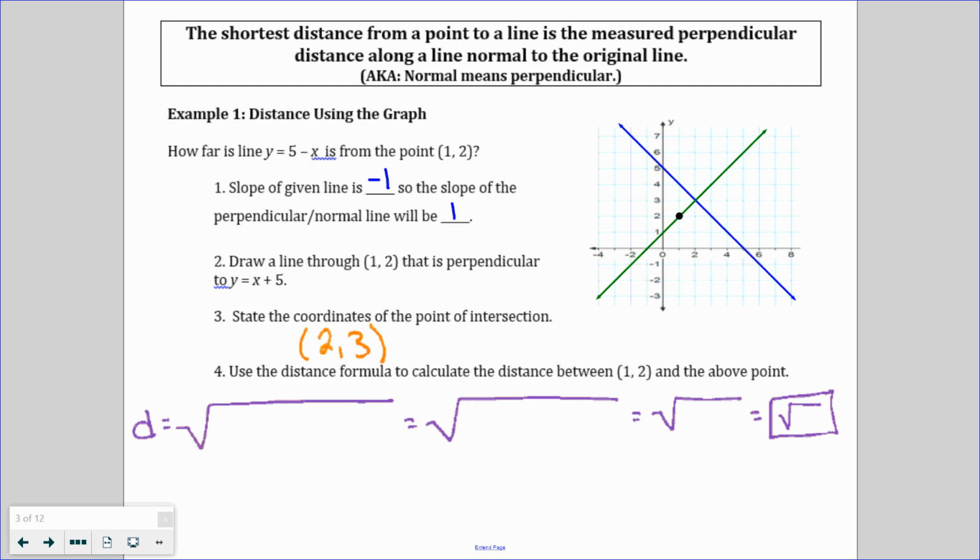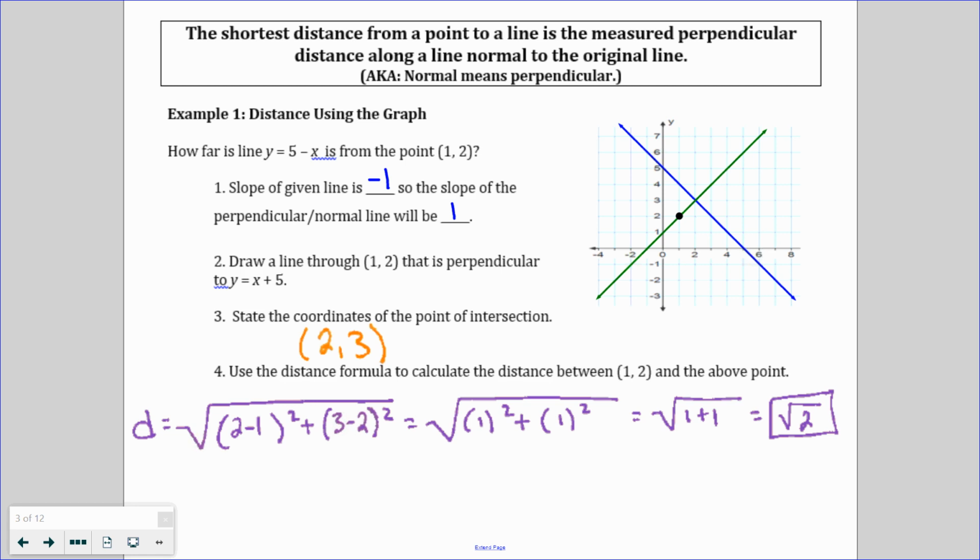Okay, so what we're trying to do is find the distance from the point to the given blue line. I drew the perpendicular line through that given point and found that the two lines intersect at the point (2, 3). So now I'm going to find the distance from the point of intersection to the point that we want to find the distance from. So I'm going to find the distance from the point (1, 2), which is the given point, to the point of intersection where the two lines cross. That'll be the distance between the point and the line. So the distance from the given point to the given line is radical 2.